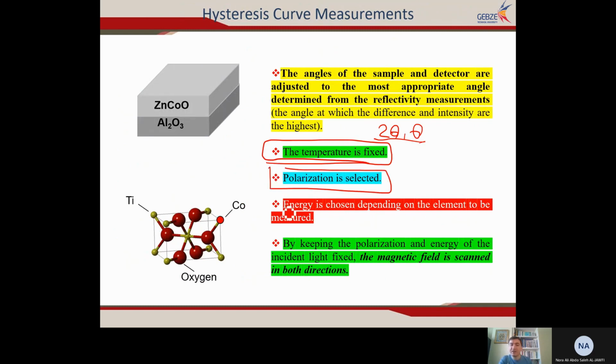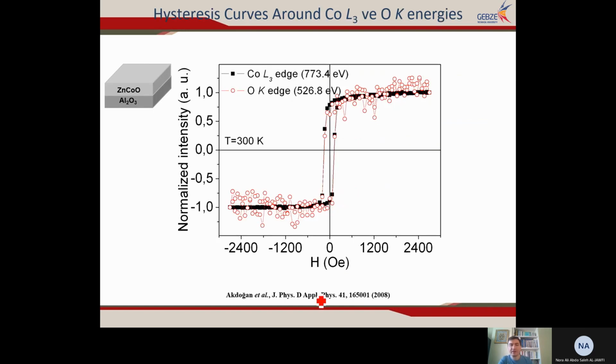Then energy is also chosen, fixed for a certain element within the material. And by keeping the polarization and energy of the incident light fixed, the magnetic field is scanned in both directions. Okay, this is a completely new method of scan, which you learned during this lecture.